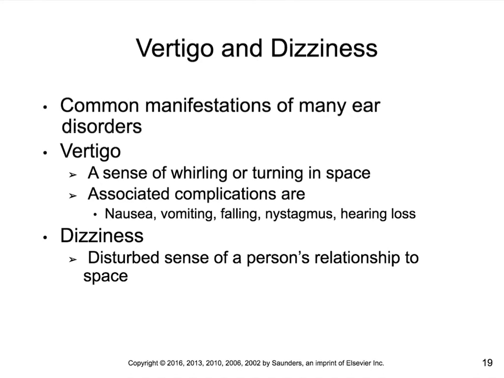Vertigo can be associated with nausea, vomiting, falling, nystagmus, or hearing loss, so it's a little bit more intense feeling than dizziness is. The reason this is associated with hearing is because it often affects the semicircular canals, which control balance, and the balance between the fluid and air in the inner ear can affect your feelings of dizziness and vertigo. That's why it's usually secondary to possible Meniere's disease or labyrinthitis or an acoustic neuroma.